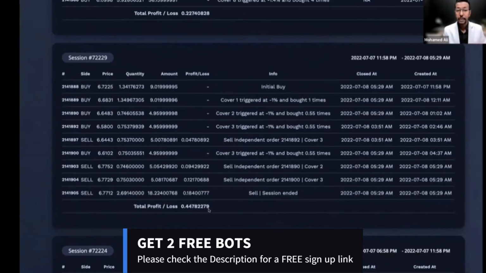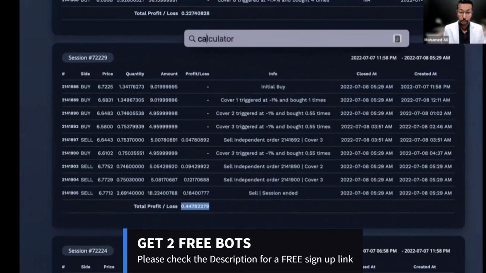Talking about results, if we were using the old strategy, the profit that would have been made in this specific cycle would be as low as 0.184%. But actually, because we are using the enhanced strategy, with some independent covers in between the average covers, it made as high as 0.4478%. The numbers might look small, but look at it from a percentage point of view. Let me just pull out the calculator and make a small calculation for you.